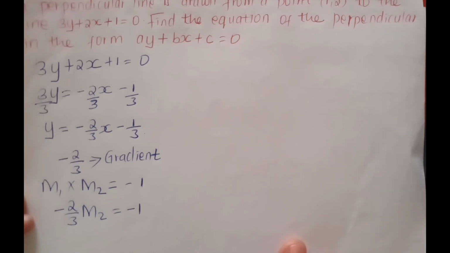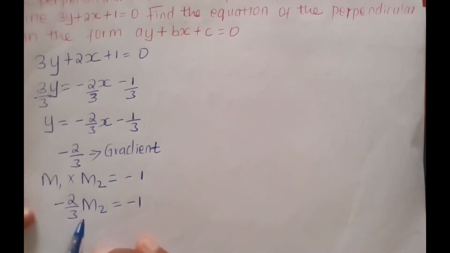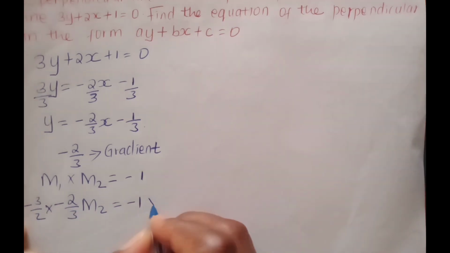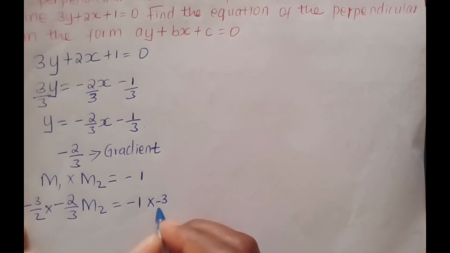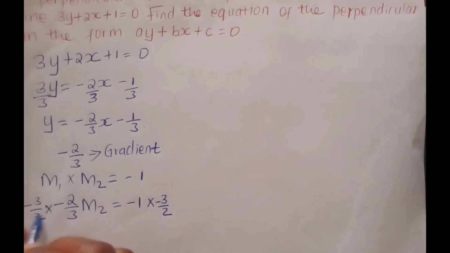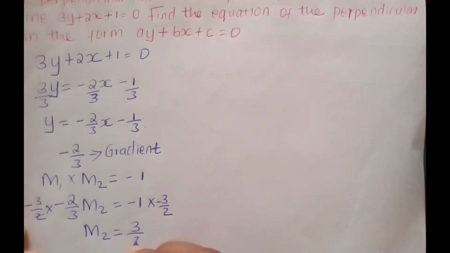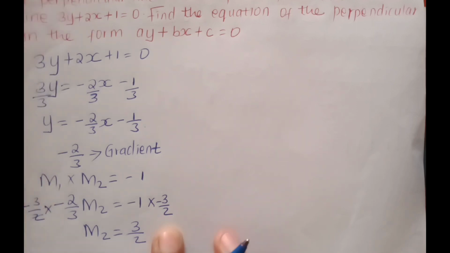Okay, learner? So we want to be left with m2 only on this side. So we multiply by the reciprocal, that will be -3 over 2, and here by -3 over 2. So this one will cancel. So we'll have m2 as, our m2 will be 3 over 2. That is our gradient 2 for the perpendicular line now, learner.